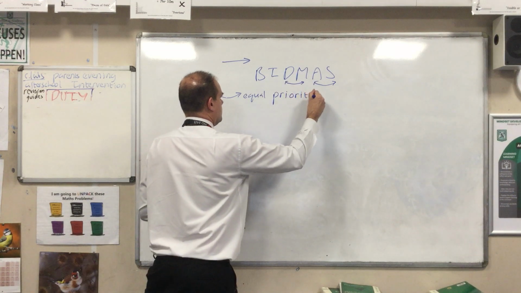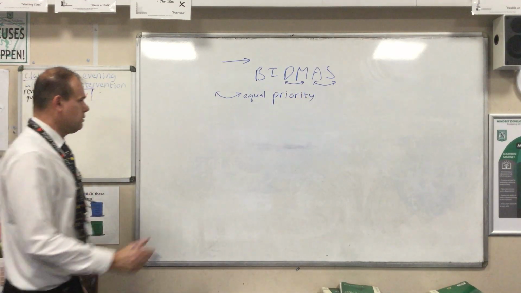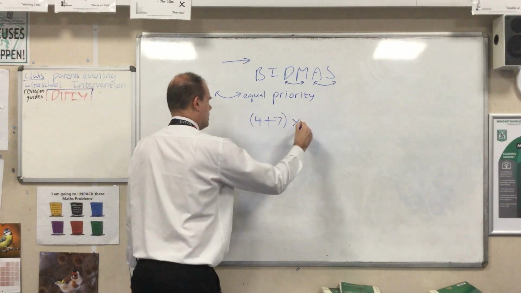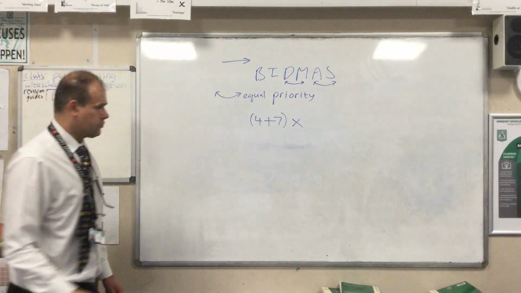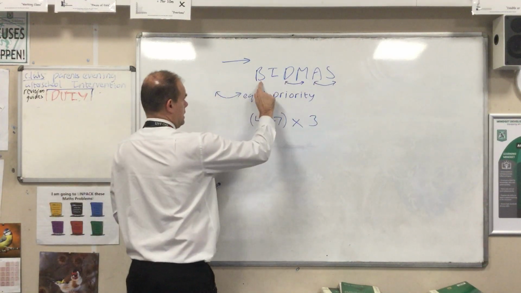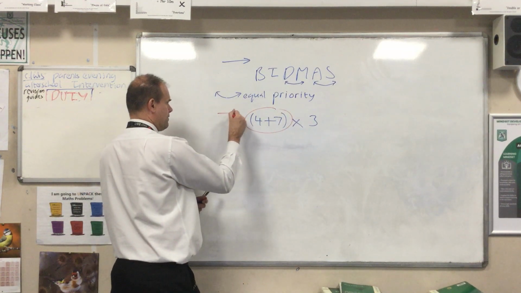Priority. Okay, so let's do a question. Let's do a couple here. Let's go 4 plus 7 multiplied by 3. I'm going to use my red pen here. Well, according to BIDMAS, any brackets first? Yes. So we're going to do those first, but we still read it left to right.